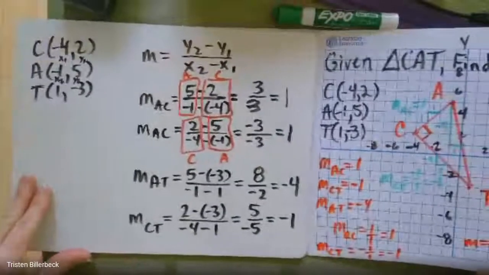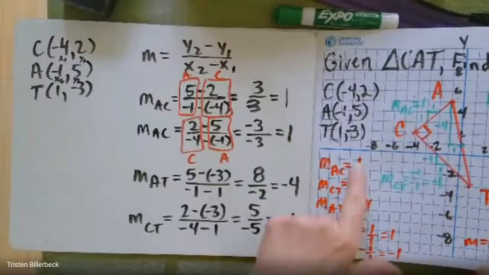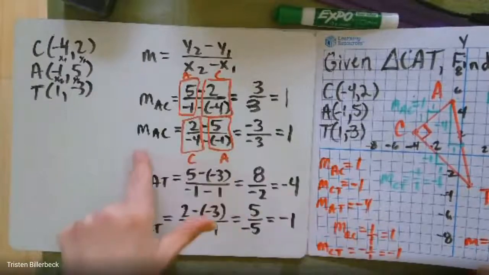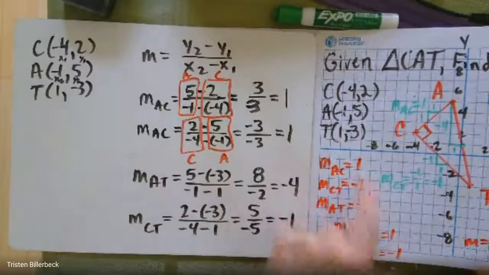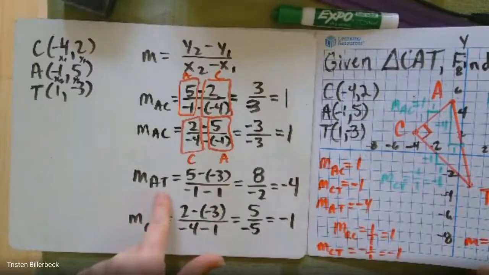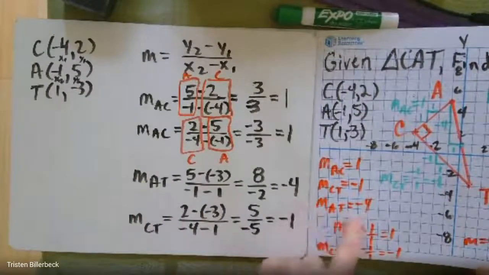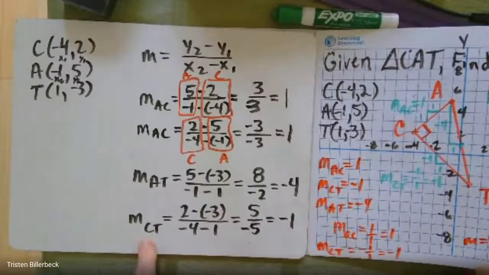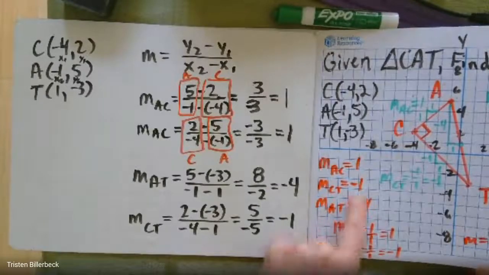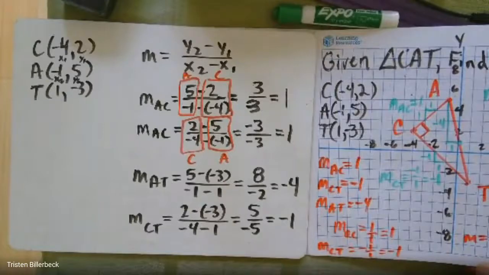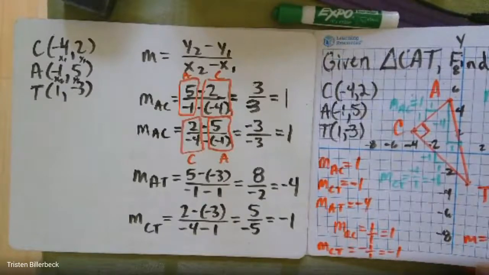Okay, so when we took it right off the graph, AC was 1, and it was here too. And the slope of AT, -4. We're there. The slope of CT is -1. Boom, we did it.